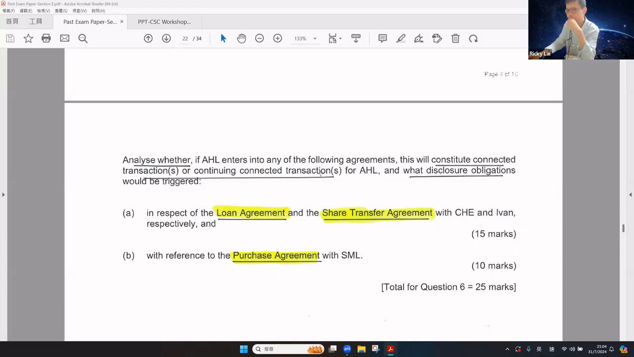and what are the disclosure obligations which could be triggered. Okay, so there are 2 agreements in the question: the loan agreement and the share transfer agreement with the listed company and IFAN. And another agreement is the purchase agreement, 15 marks and 10 marks respectively. This means that you need to spend around, let's say, 2.5 to 3 pages for the 15 mark question and 2 pages for the 10 mark.